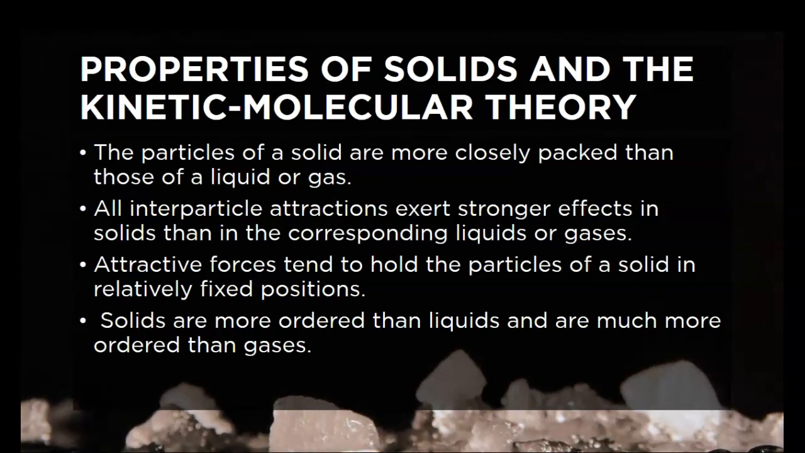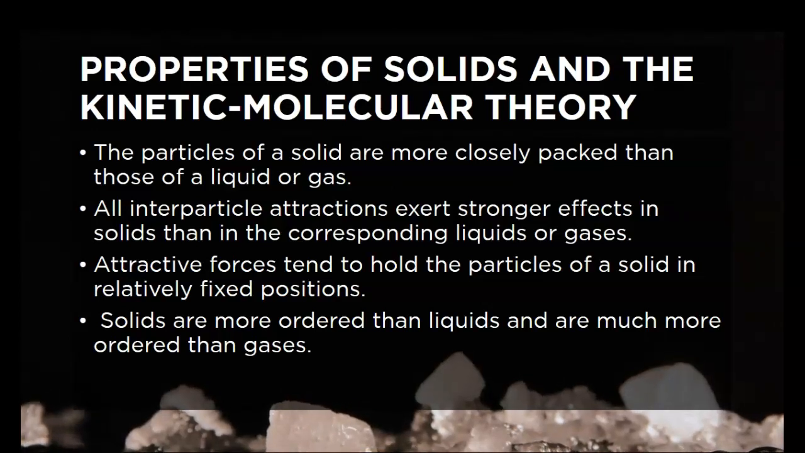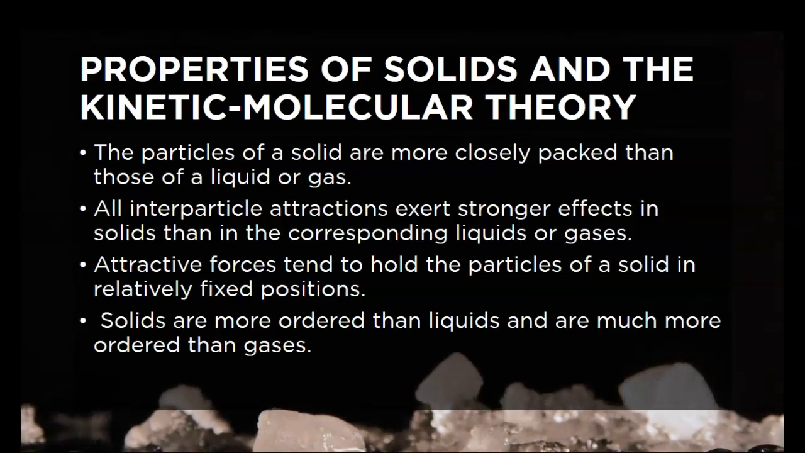Solids are more ordered than liquids, and if you take Chem 2, we're going to learn about an idea called entropy. Entropy is kind of like chaos. It's how chaotic something is versus how orderly it is. So solids have less entropy because they're more ordered.